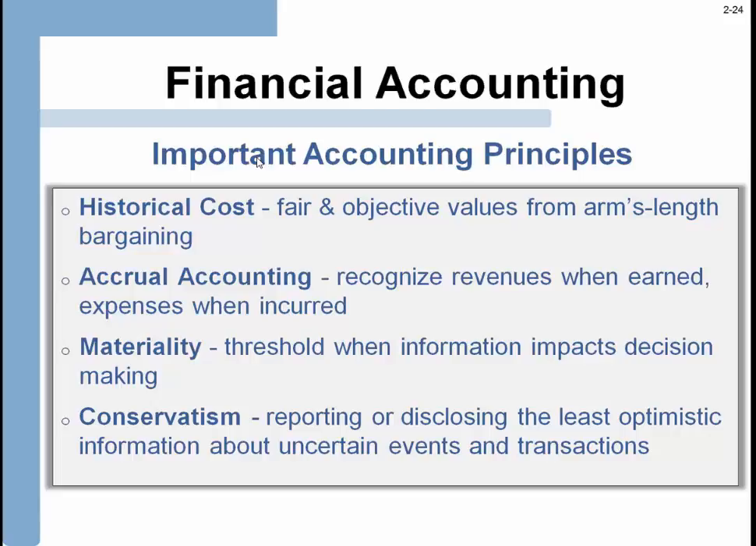I worked at Pilgrim's Pride. Our materiality threshold was $1 million. If we had an issue in our financial statements and it was less than $1 million, from an audit perspective, we wouldn't go for it.